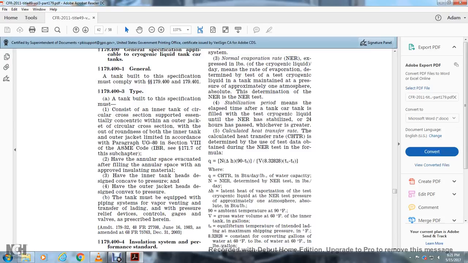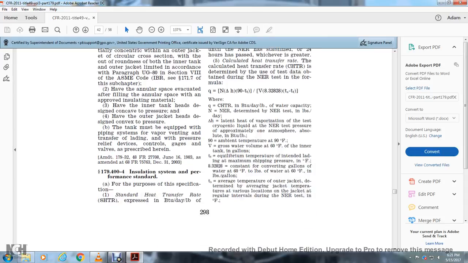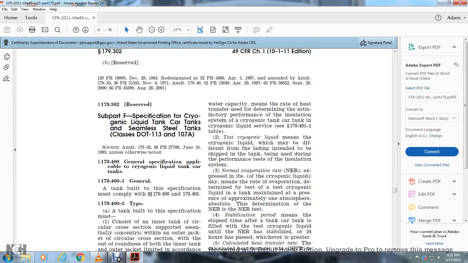The tank must be equipped with the piping system, with the vapor venting, with the transfer, loading, with the pressure release device, and control gauge with the vapor valves as prescribed herein. 179.401 Insulation system and performance standard. The purpose of the specification is the standard heat transfer rate, expressed in BTUs per day per pound of water capacity, meaning the rate of heat transfer for use in determining the satisfactory performance of the insulation system of the cryogenic tank car tank in cryogenic liquid service, per 179.401 table.